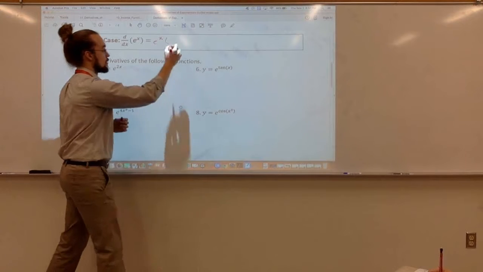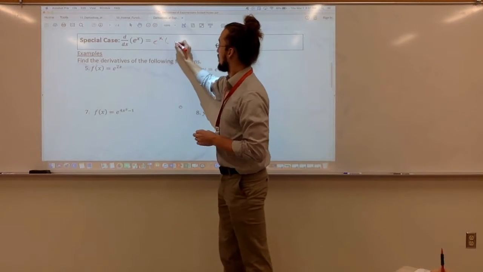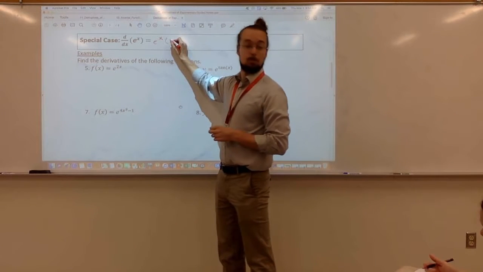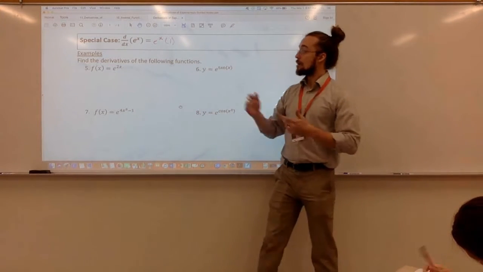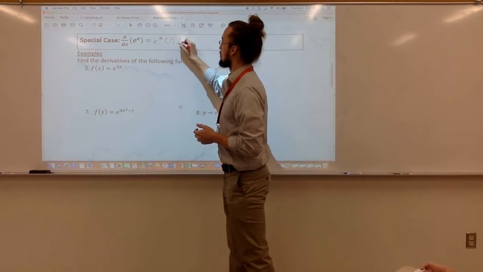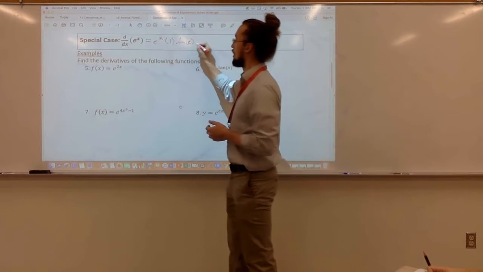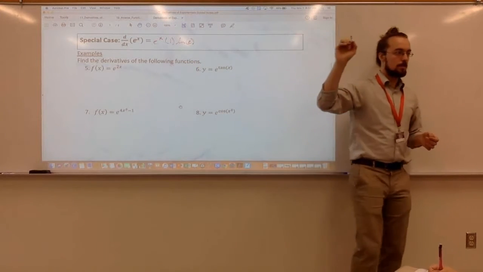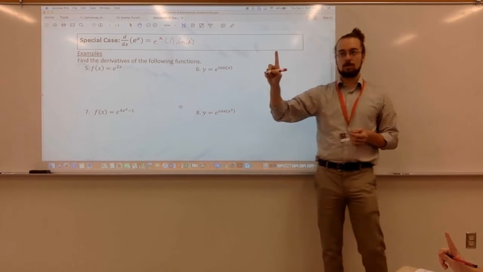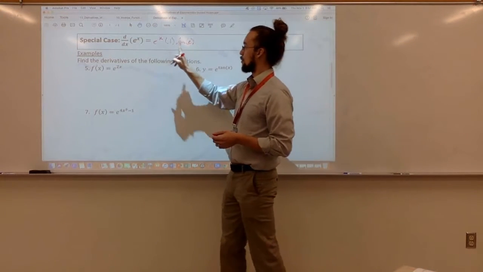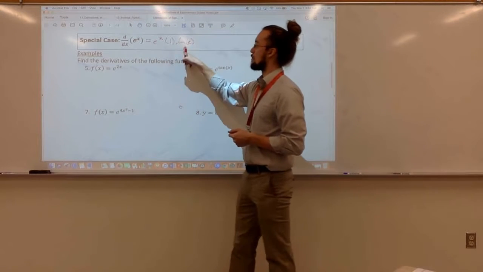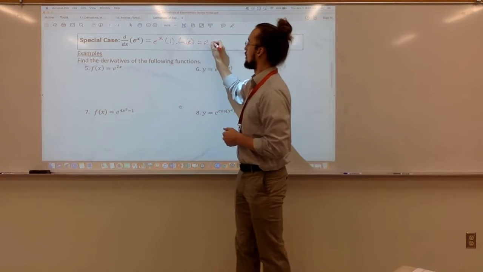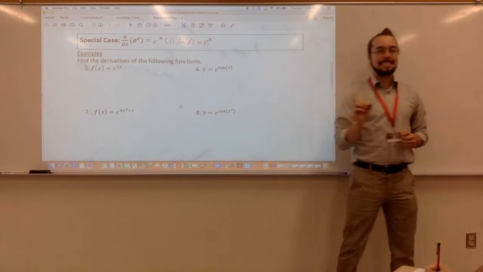So what's the derivative of the exponent? 1. Right? Derivative of x is 1 times the natural log of the base. So times the natural log of e. Well, what's the natural log of e? 1. So the derivative of e to the x is e to the x times 1 times 1. The derivative of e to the x is e to the x.